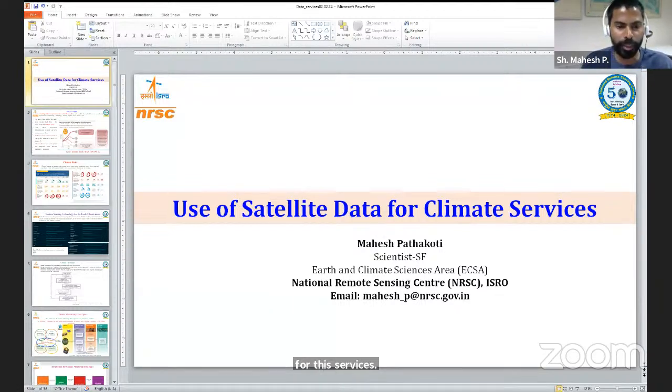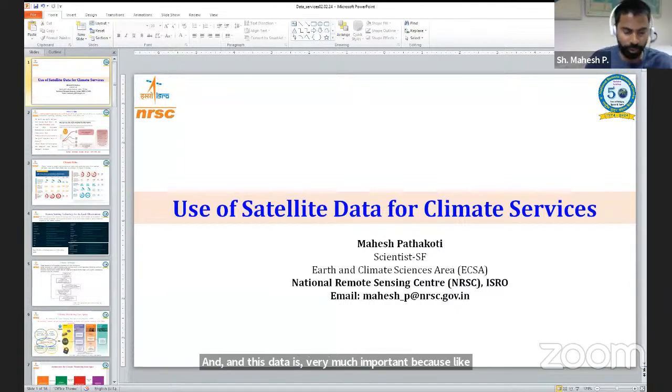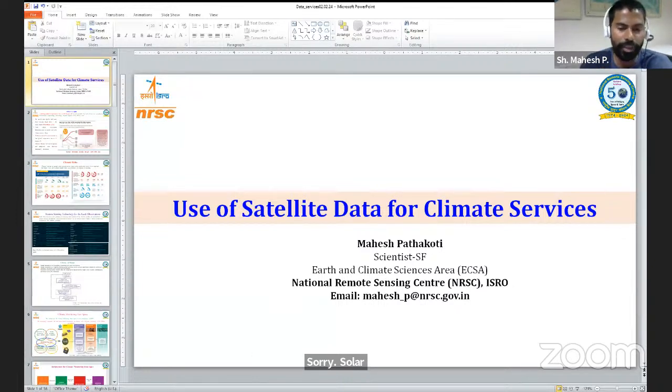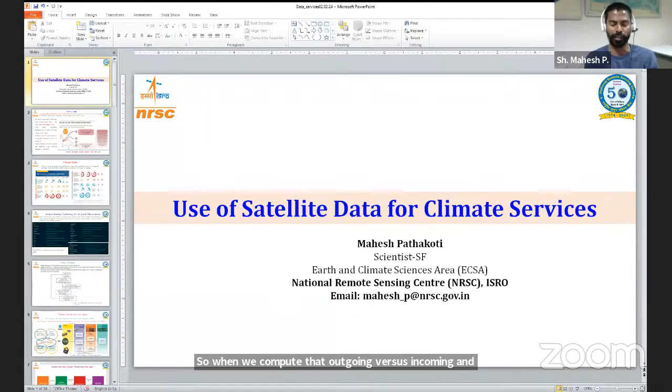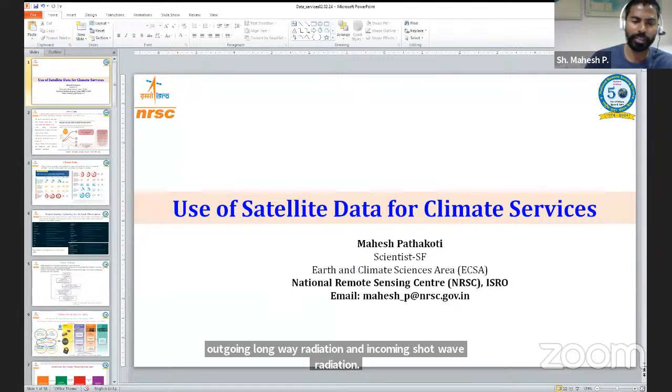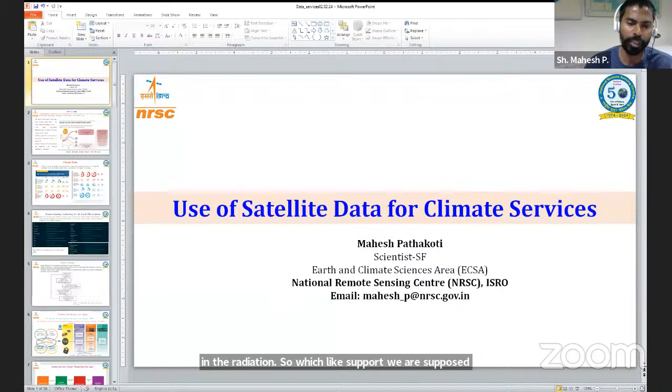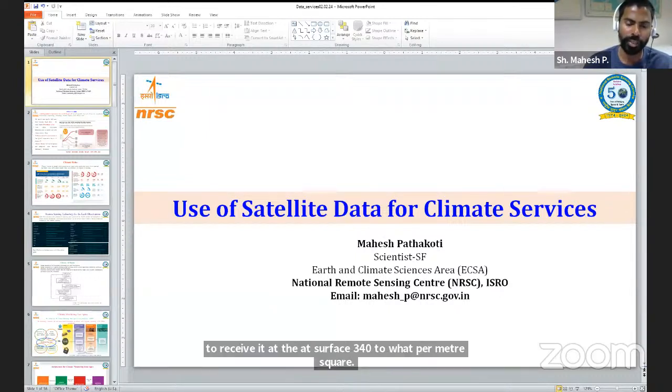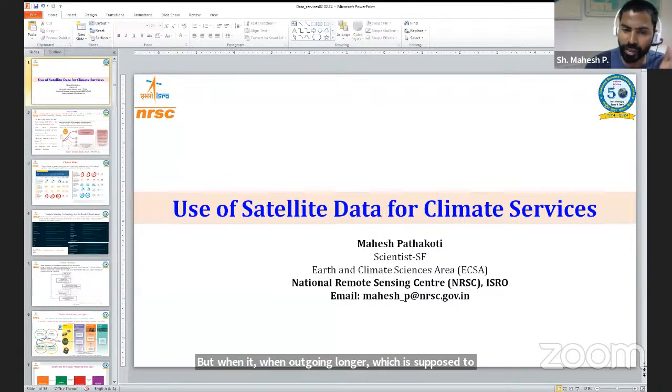And this data is very important because, for example, here solar radiation and UV index have a direct impact on radiative forcing. You know that there are four components of radiation. When we compute outgoing versus incoming, outgoing long wave radiation and incoming short wave radiation, whatever the balance or imbalance is, we are supposed to receive 342 watts per meter square at the Earth surface. The outgoing long wave radiation is supposed to escape to the atmosphere, but due to the presence of different trace gases or greenhouse gases, some of the energy gets absorbed and altered. If that kind of atmosphere were not there, the energy would have been balanced. But because of the excess gases in the atmosphere, the radiative forcing is towards the positive side, creating a warming effect on the surface.